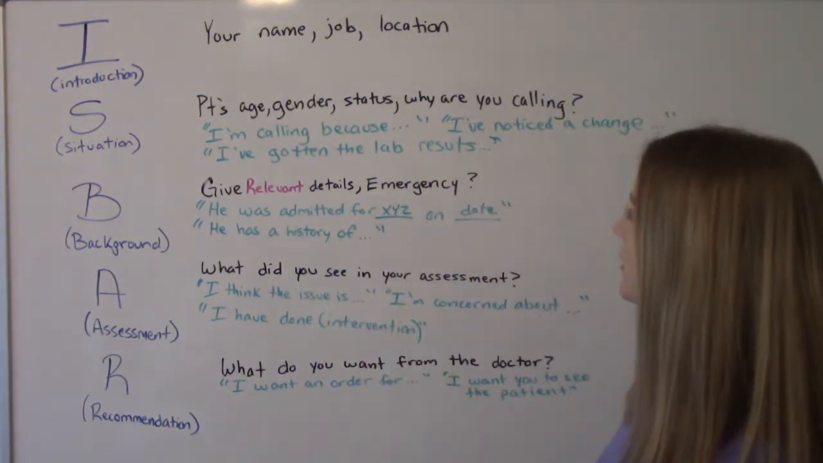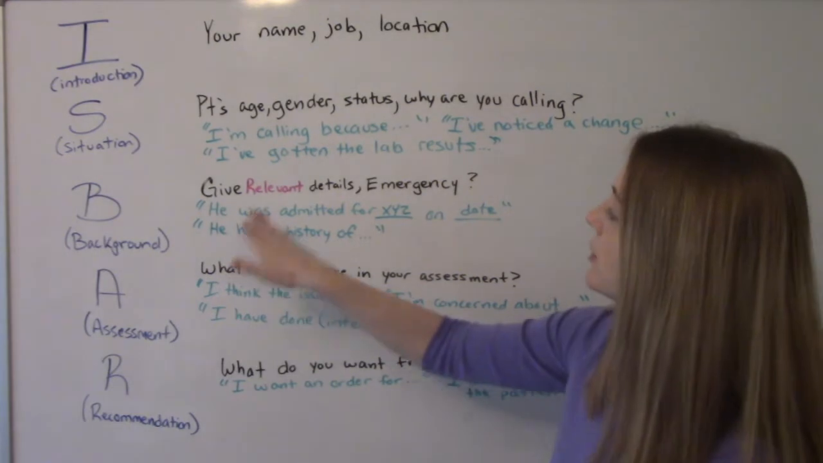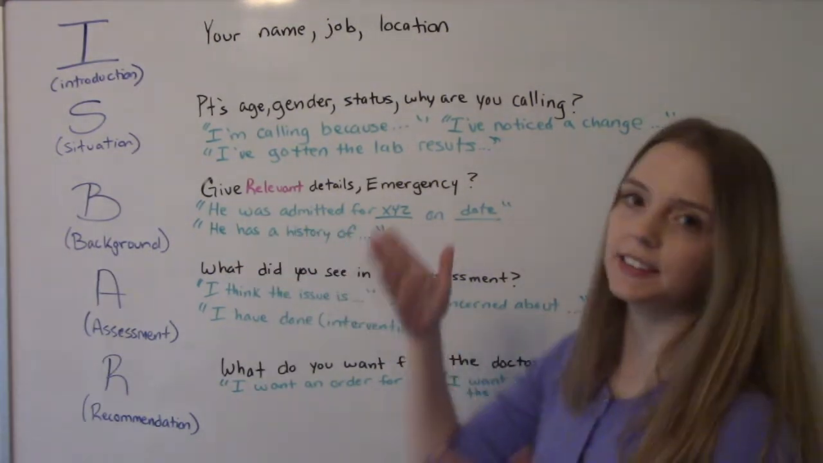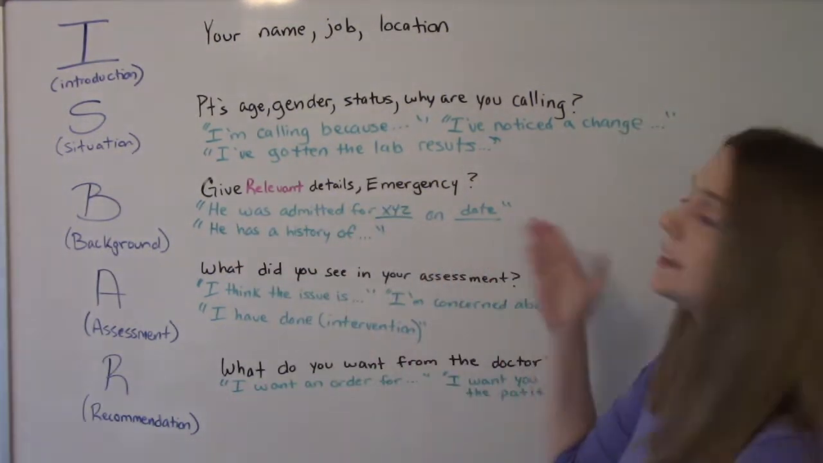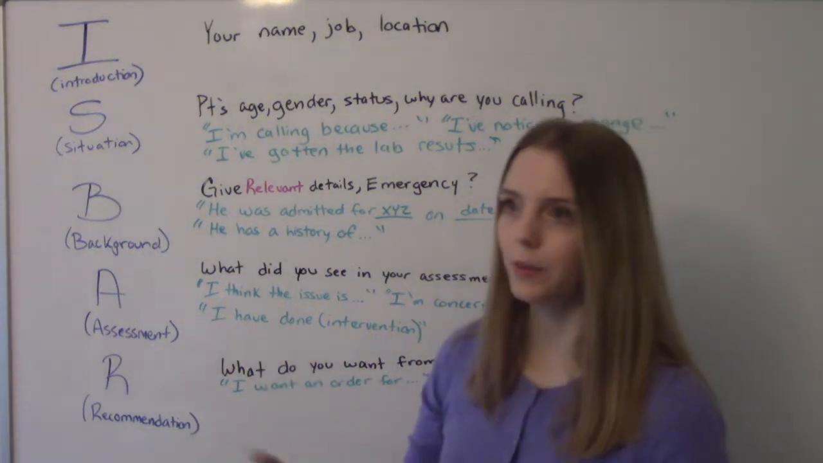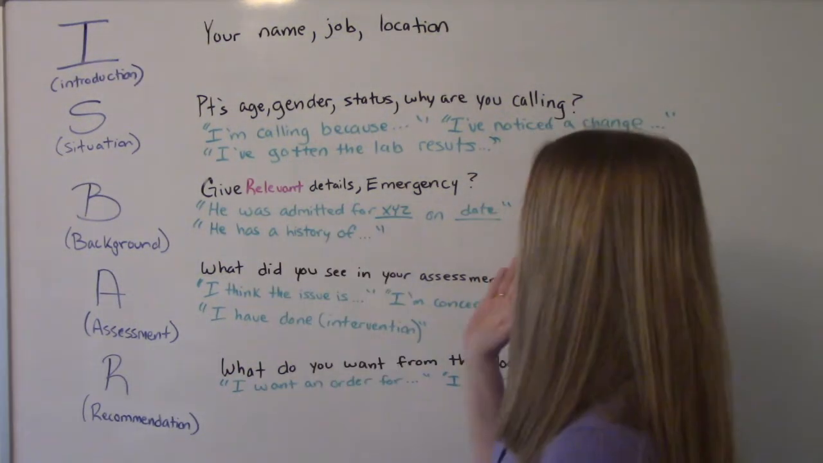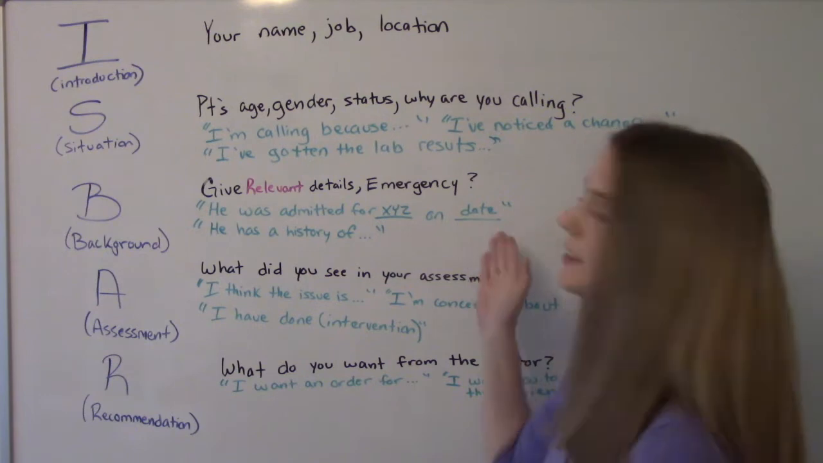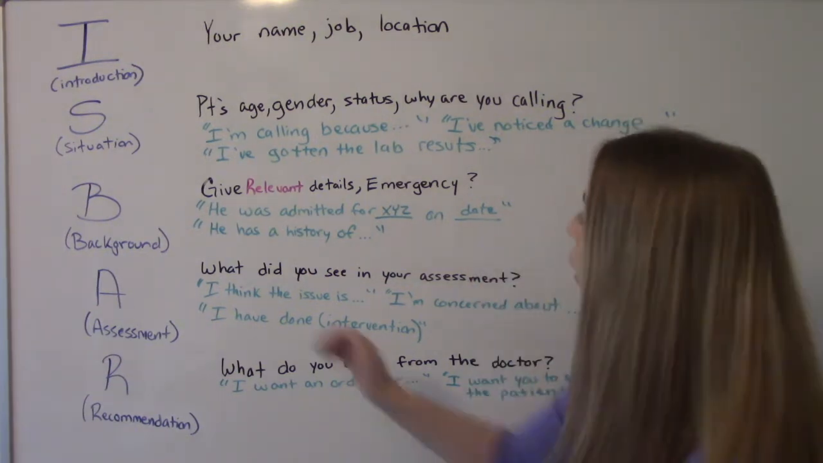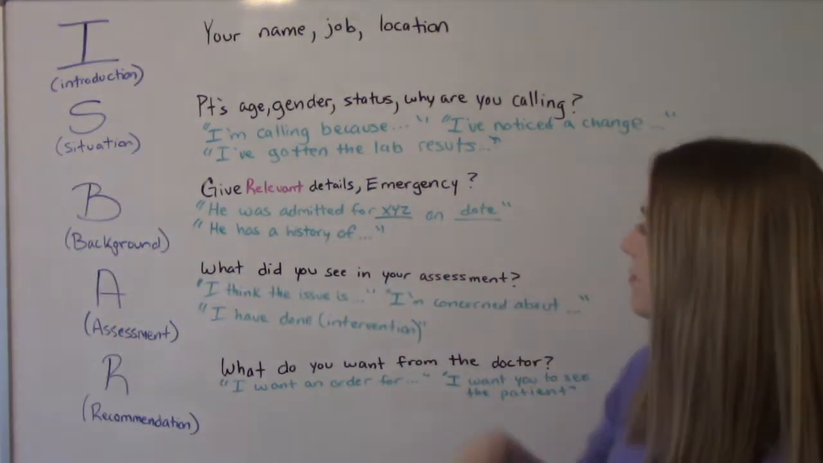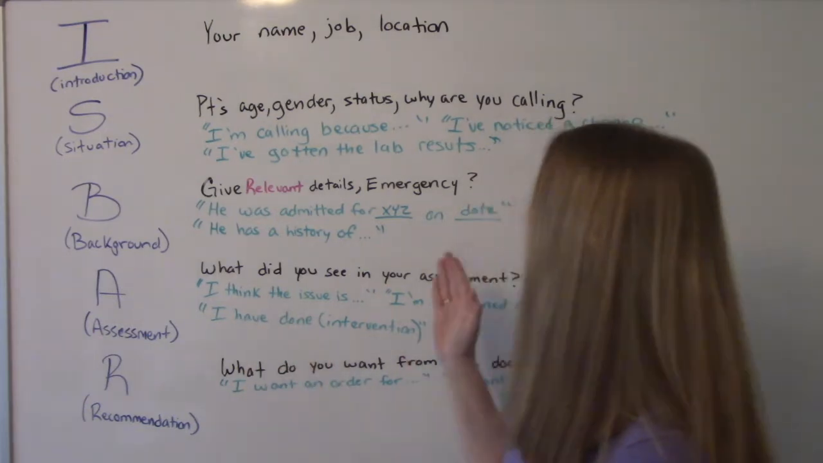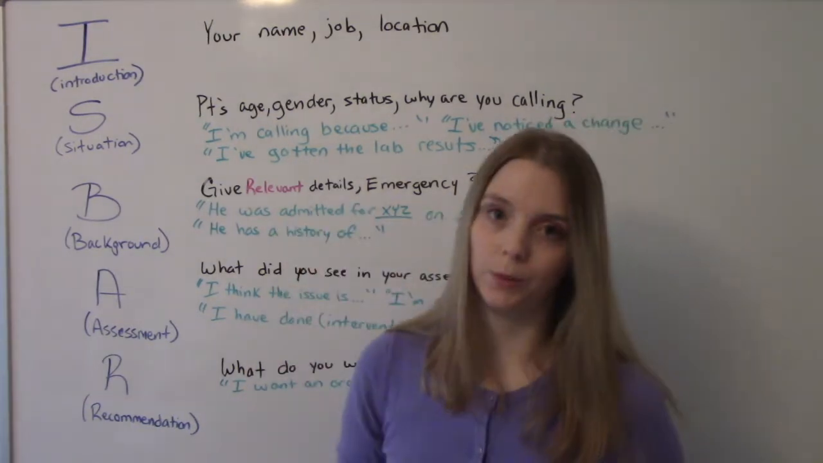So some examples of things you could say. He was admitted for XYZ disease on what date? So he was admitted last week. He was admitted this morning. So the doctor needs to know this. Why is he here and how long has he been here? Or he has a history of AFib or something like that. Anything that's relevant to what's going on with the patient.